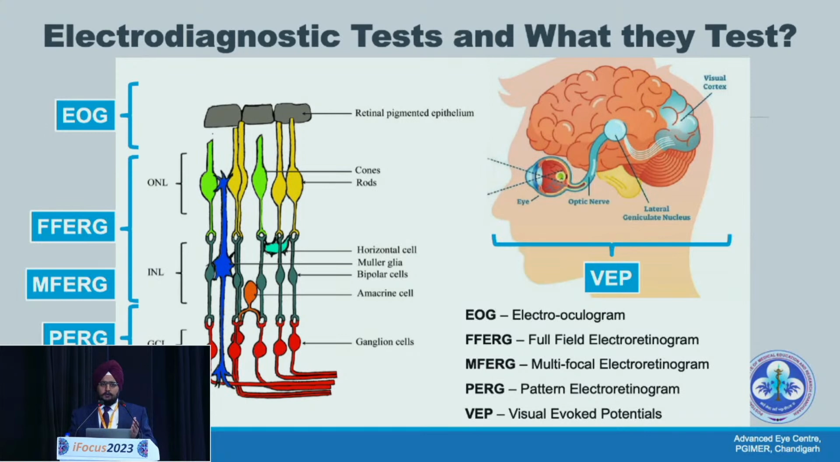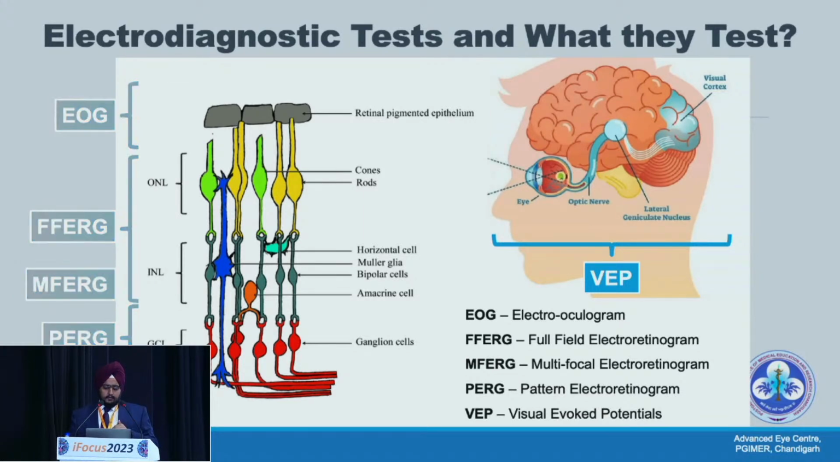So visual evoked potentials are testing everything, right from how the light is entering into your eye, whether your refraction is correct or not, whether you have a corneal opacity, whether you have a cataract. Everything is going to have an effect on the visual evoked potentials, and not just a cortical lesion.